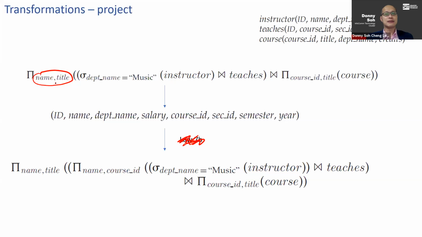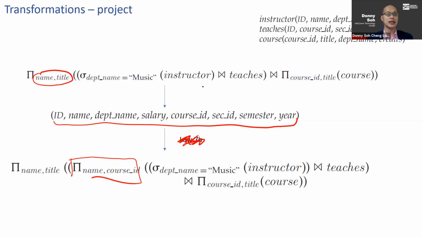So what this example is trying to say is, let's say this gives me this table. In order to make it a little bit smaller, what I can do is carry out one projection on this resultant table, so as to make my intermediate table smaller.